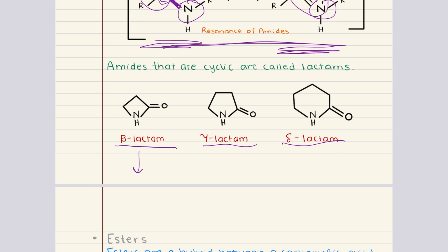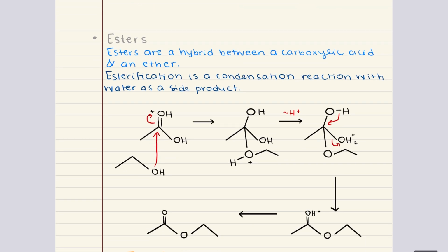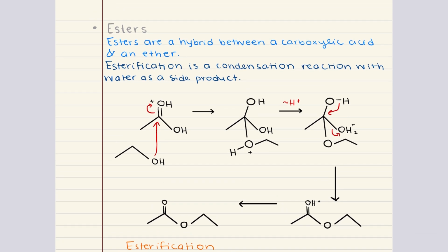Now that we've covered amides, let's move on to discussing esters. Esters can be thought of as a hybrid between a carboxylic acid and an ether. Structurally, they contain a carbonyl group, just like a carboxylic acid, but instead of a hydroxyl group attached to the carbonyl carbon, we have an alkoxy group, which is an oxygen atom that's bonded to an alkyl group.